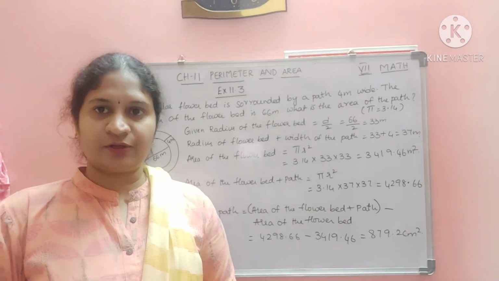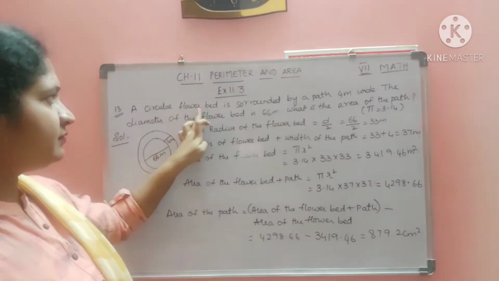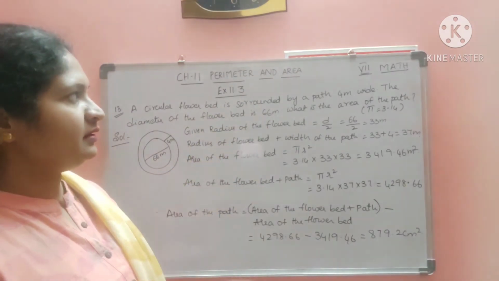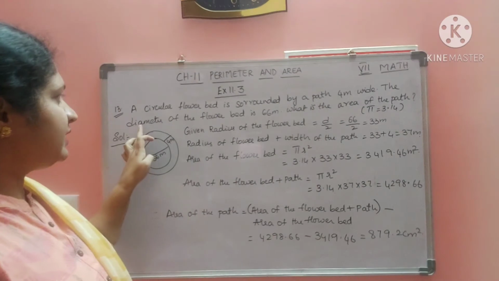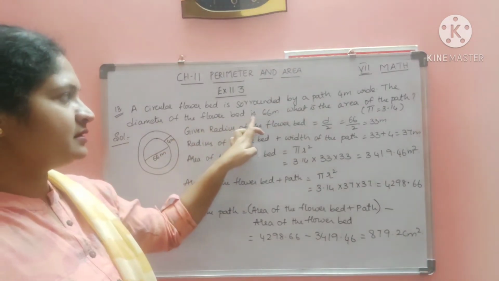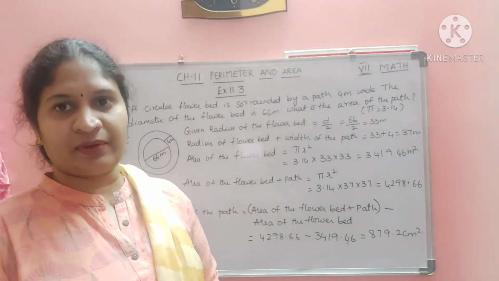Let us see the 13th problem here, children. The question is, a circular flower bed is surrounded by a path 4 meters wide. The diameter of the flower bed is 66 meters. What is the area of the path?